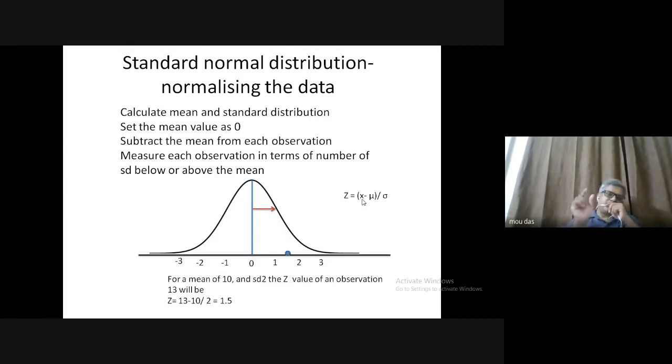Now, why is this needed? Because we'll be testing our hypothesis using the normal curve with a Z statistic. The Z statistic tells you how far a particular observation is from the mean in terms of standard deviation. Please keep this in mind because this concept will be needed in understanding the further presentations.